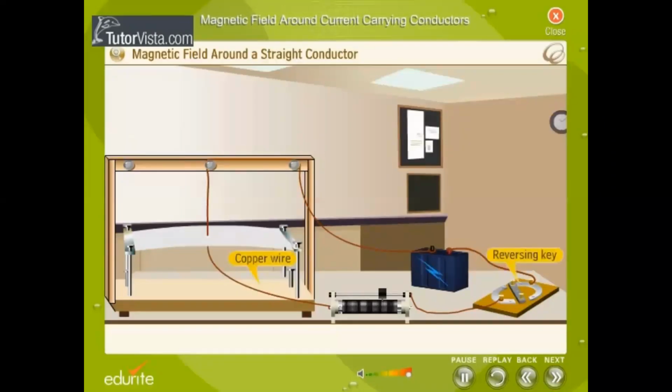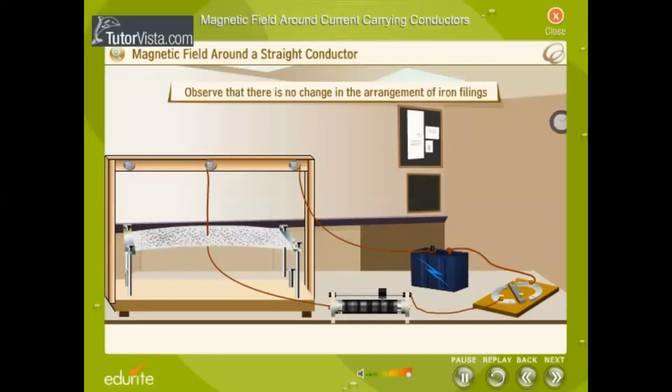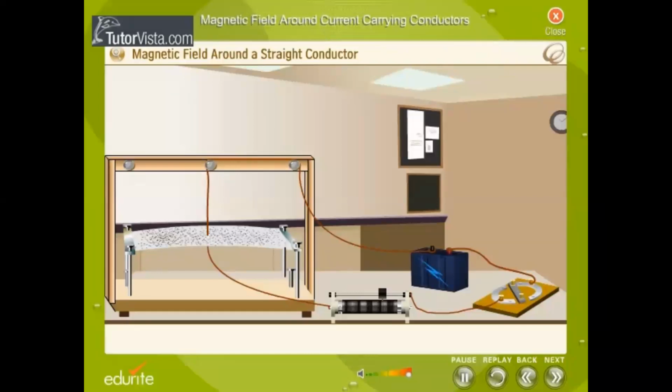Arrange a copper wire, reversing key, rheostat, battery, and a thick sheet of cardboard with a hole at its center as shown here. Sprinkle some iron filings on the cardboard. Now, gently tap the cardboard to overcome the force of friction and inertia of the iron filings. Observe that there is no change in the arrangement of iron filings. Now, switch on the current. Observe that the iron filings arrange themselves in concentric circles around the conductor. This is because the electric current produces a magnetic field around the conductor, and the iron filings, being magnetic in nature, align themselves in concentric circles.